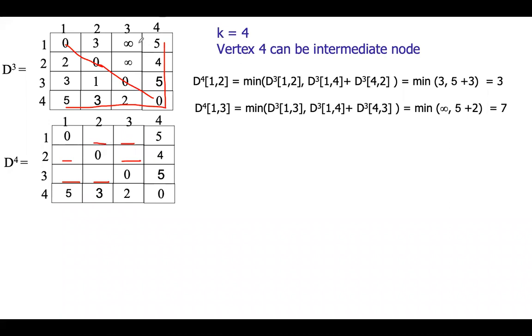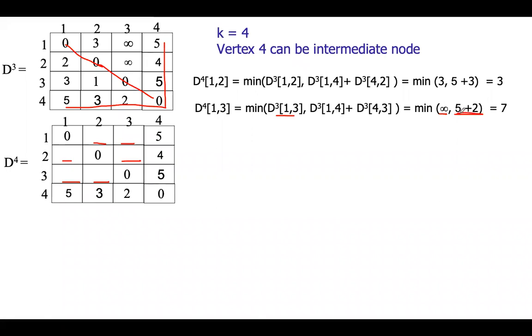So I will not find out. We will check these two locations. D4 of 1 to 3 will be equal to the minimum of D3 of 1 to 3, that is infinite. Next intermediate is 4. So 1 to 4 and 4 to 3. You have to go from 1 to 4 and 4 to 3.